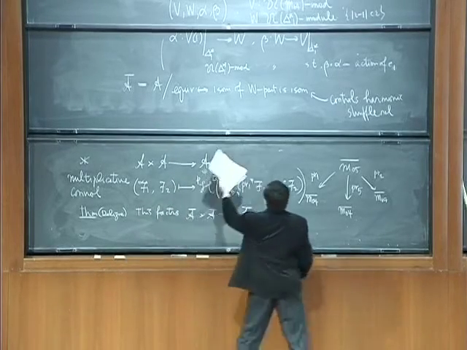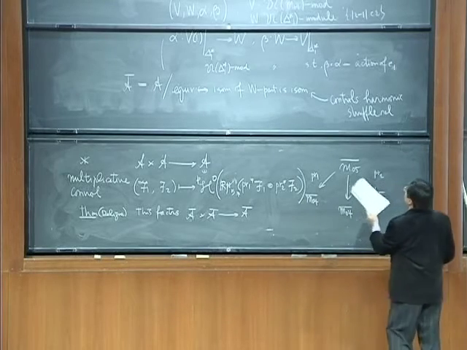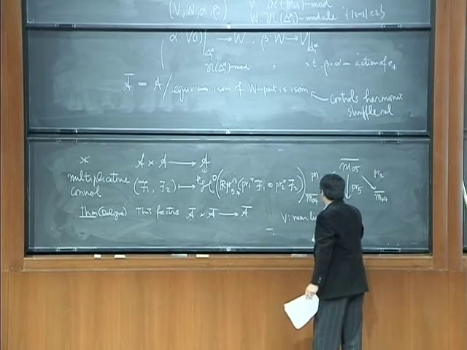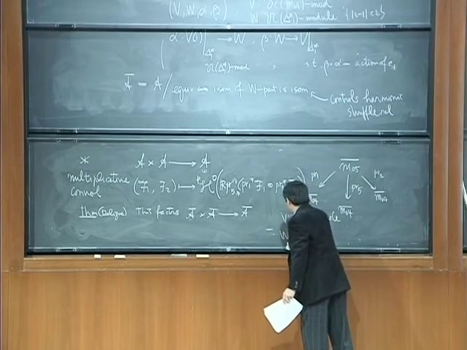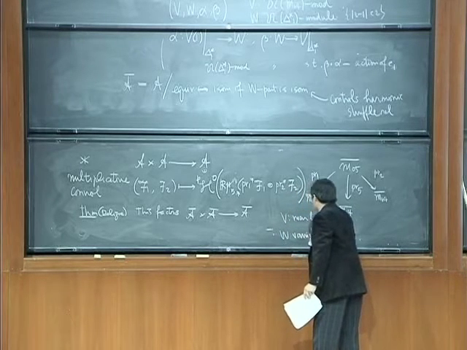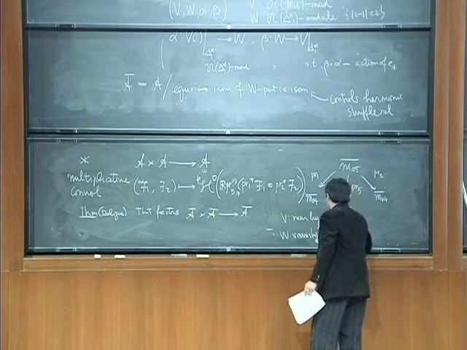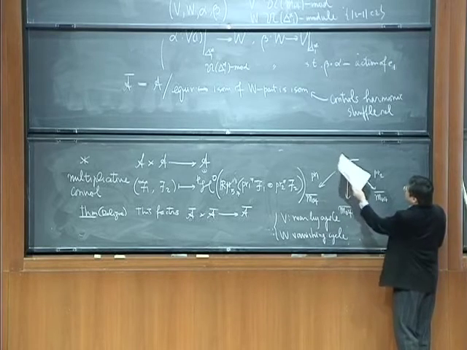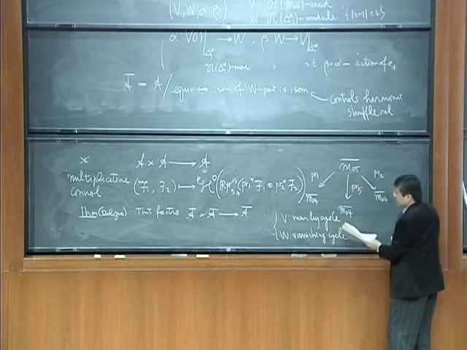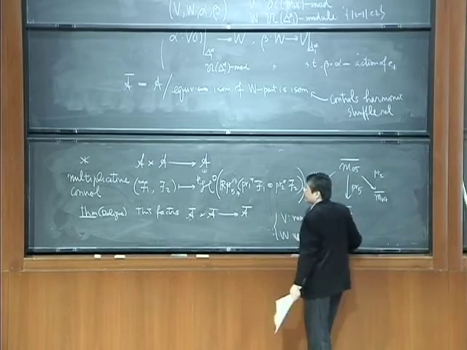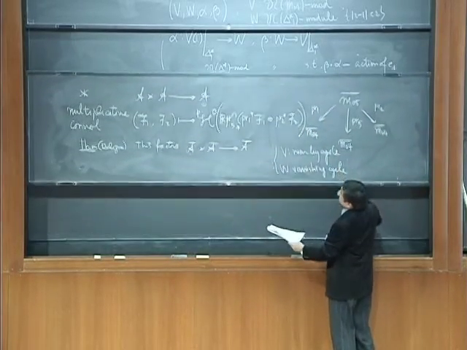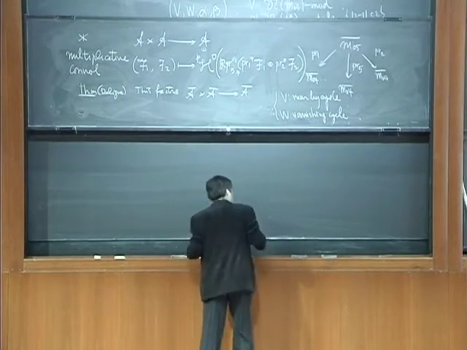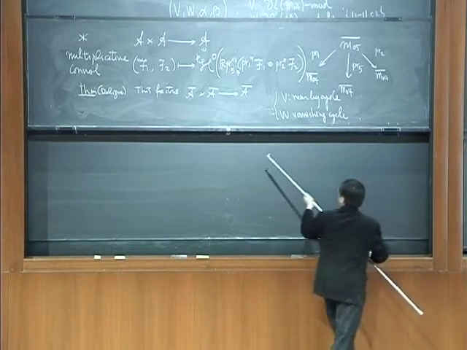W is called vanishing cycle and V is called nearby cycle. So this is a vanishing cycle equivalence. The vanishing cycle equivalence is preserved by this multiplicative convolution. Therefore, there is a biadditive functor from A bar times A bar to A bar. I have no time, so I will explain the main theorem.